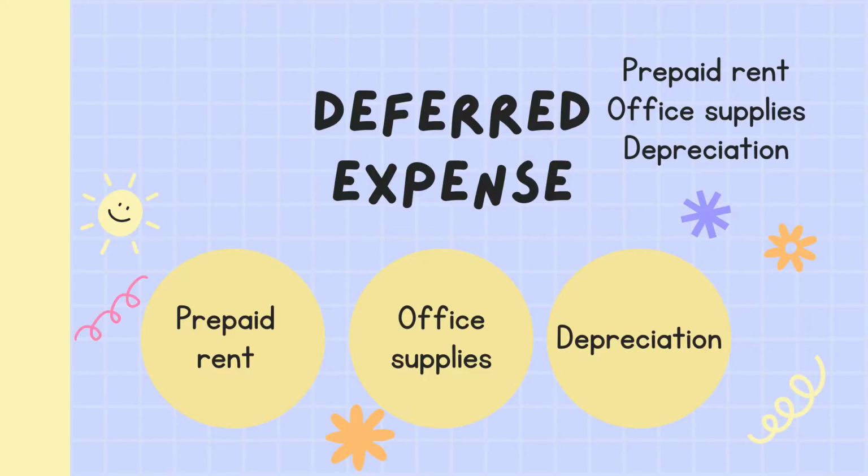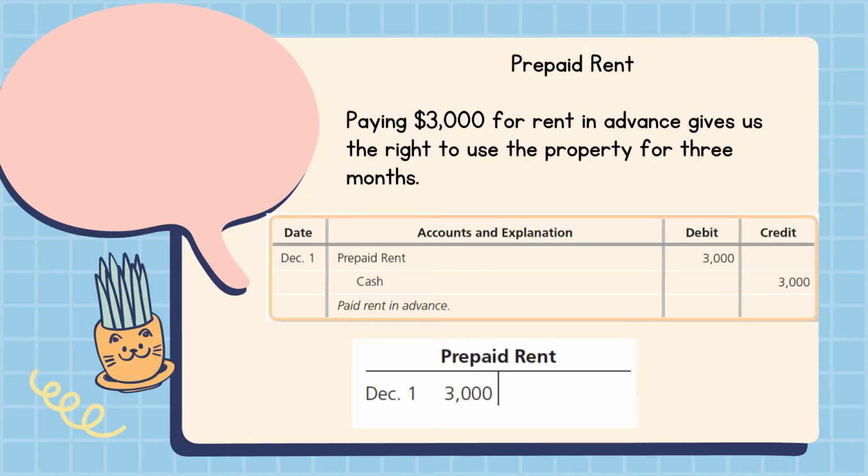We have 3 examples for the deferred expense, which is prepaid rent or insurance, office supplies, and depreciation. I'm going to explain each one in the following slides. So our first example is prepaid rent or prepaid insurance. It's going to be the same thing. Now let's read this example.